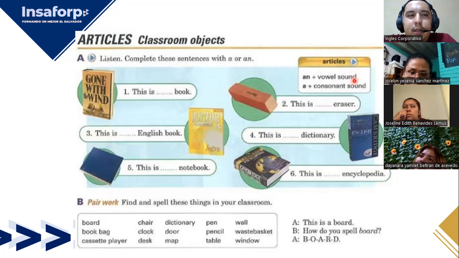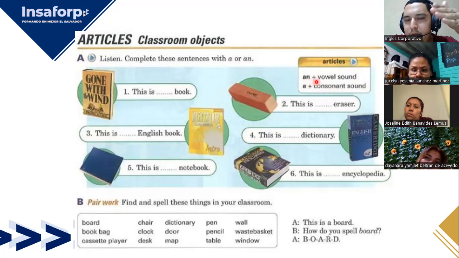Grammar is very confusing sometimes, because for vowels we have 15 different sounds, and for consonants we have almost 40 different sounds, and that can make us make mistakes at the moment of using those articles. But the most proper way to remember the use of them is this one: an is going to be used before a vowel sound, or a vowel letter. In the case of a, it is going to be with a consonant sound.